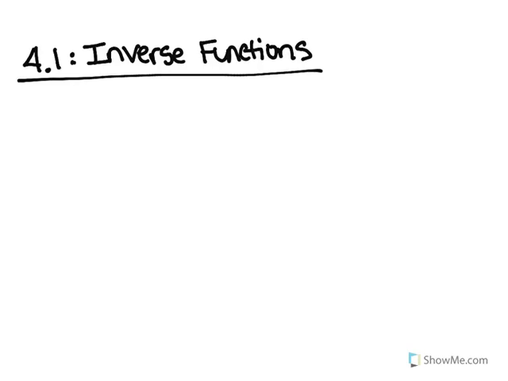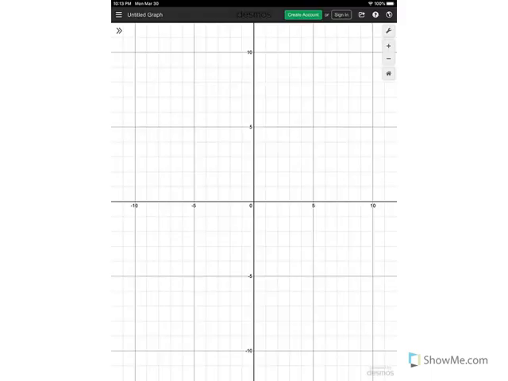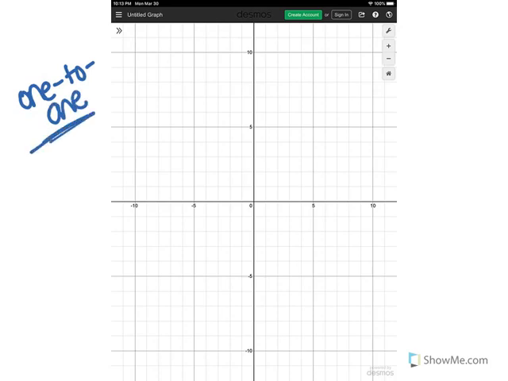4.1 Inverse functions. So we're just going to do a basic overview of inverse functions. First, I'm going to give you a picture, and I need you to tell me if the function is what we call 1 to 1. Okay, if a function is 1 to 1, then it has an inverse. If it's not 1 to 1, then it does not have an inverse.